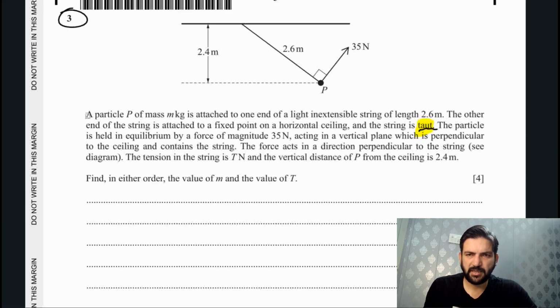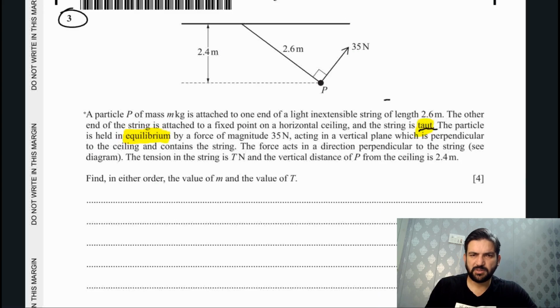The particle is held in equilibrium. Equilibrium means the horizontal and vertical forces will be equal. Sum of the vertical force is equal to 0. Sum of the horizontal force is equal to 0. Now, acting on a vertical plane which is perpendicular to the ceiling and containing the string, the force acts in a direction perpendicular to the string. The tension in the string and the vertical distance of P from the ceiling is 2.4. Find, in either order, the value of M and the value of T.